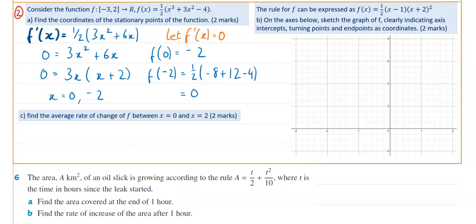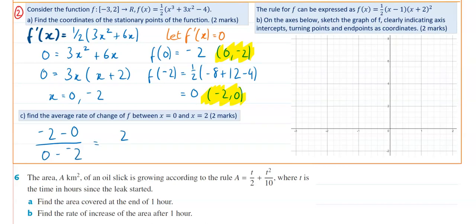Find the average rate of change between these values. So I'm actually just going to write these really quickly as coordinates. I need to find the average rate of change between these two coordinates. That's what this next section is asking me. And that would be -2 minus 0 over 0 minus -2. Oops, -2 over 2 becomes -1. So that's the average rate of change between those.